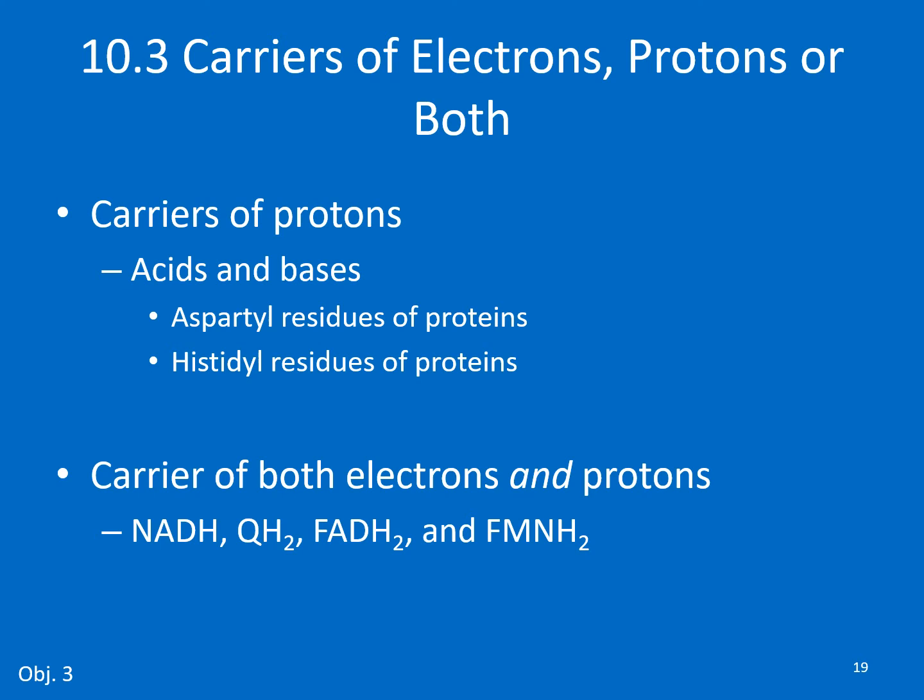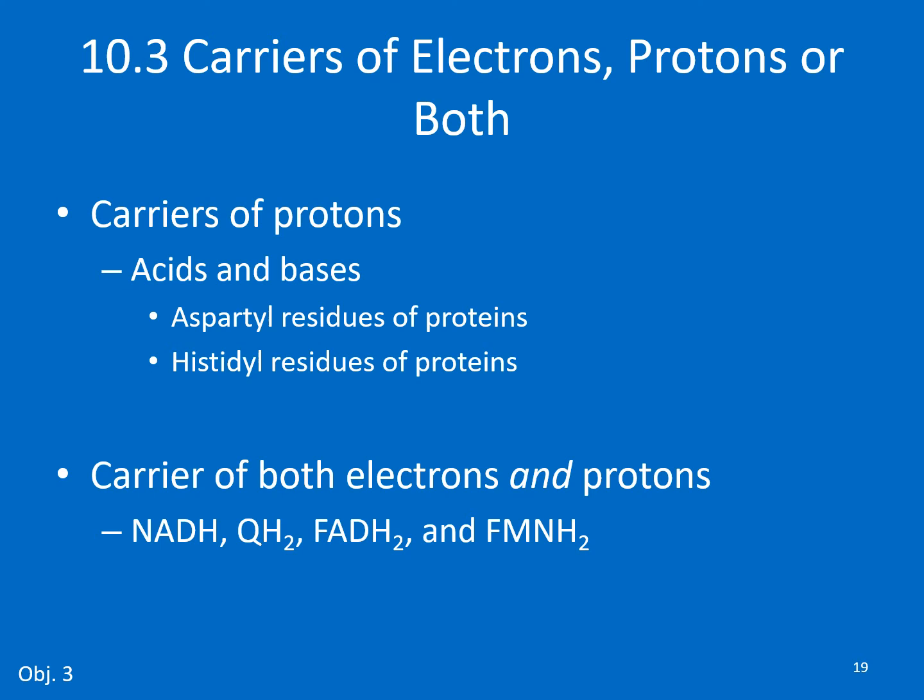We also have carriers of protons. So proton, as you might remember, H+. So these are going to be literal acids and bases. If you can move a proton, you're a carrier of a proton. The most common ones here are going to be aspartyl and histidyl residues of proteins. So these can carry protons. And we'll see one of these later on. If you want to go back to chapter 3 and check on the structure of these, it should illuminate why these are proton carriers. Finally, we have carriers of both electrons and protons.